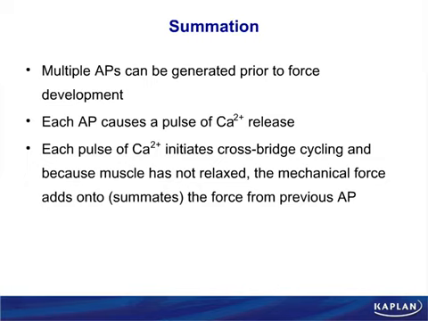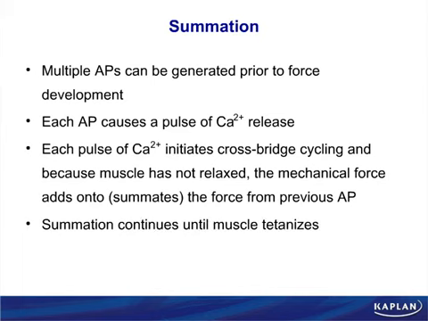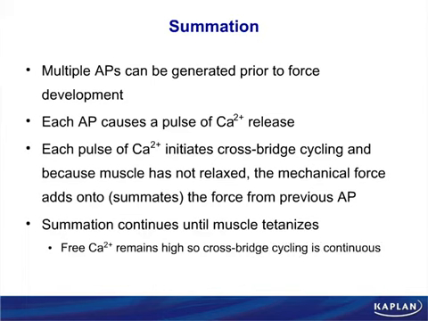It adds on. And this summation can continue until the muscle tetanizes. Tetany is when free cytosolic calcium remains high, so cross-bridge cycling is just continuous. It just never stops. As long as we have high calcium, it's binding to troponin, tropomyosin's out of the way, and actin and myosin can interact. And that is tetanus.